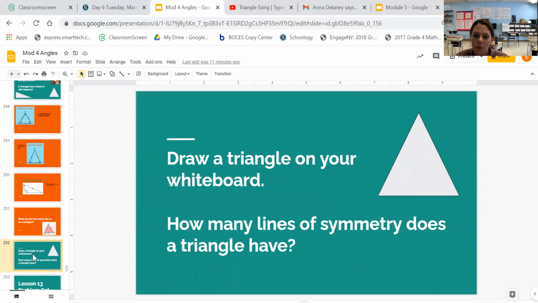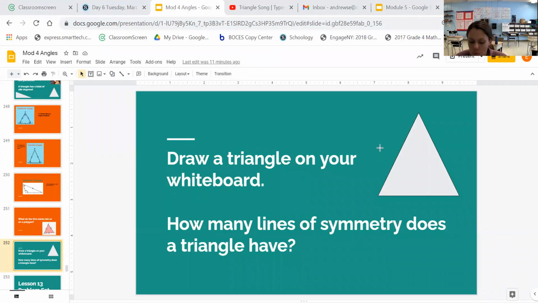All right, on your whiteboard, I'd like you to draw a triangle. Simply draw a triangle like you see on my screen. And I want you to identify how many lines of symmetry a triangle has. We know we have to cut the shape in half, and it's got to match up. So try that, and then we'll go over it real quick.